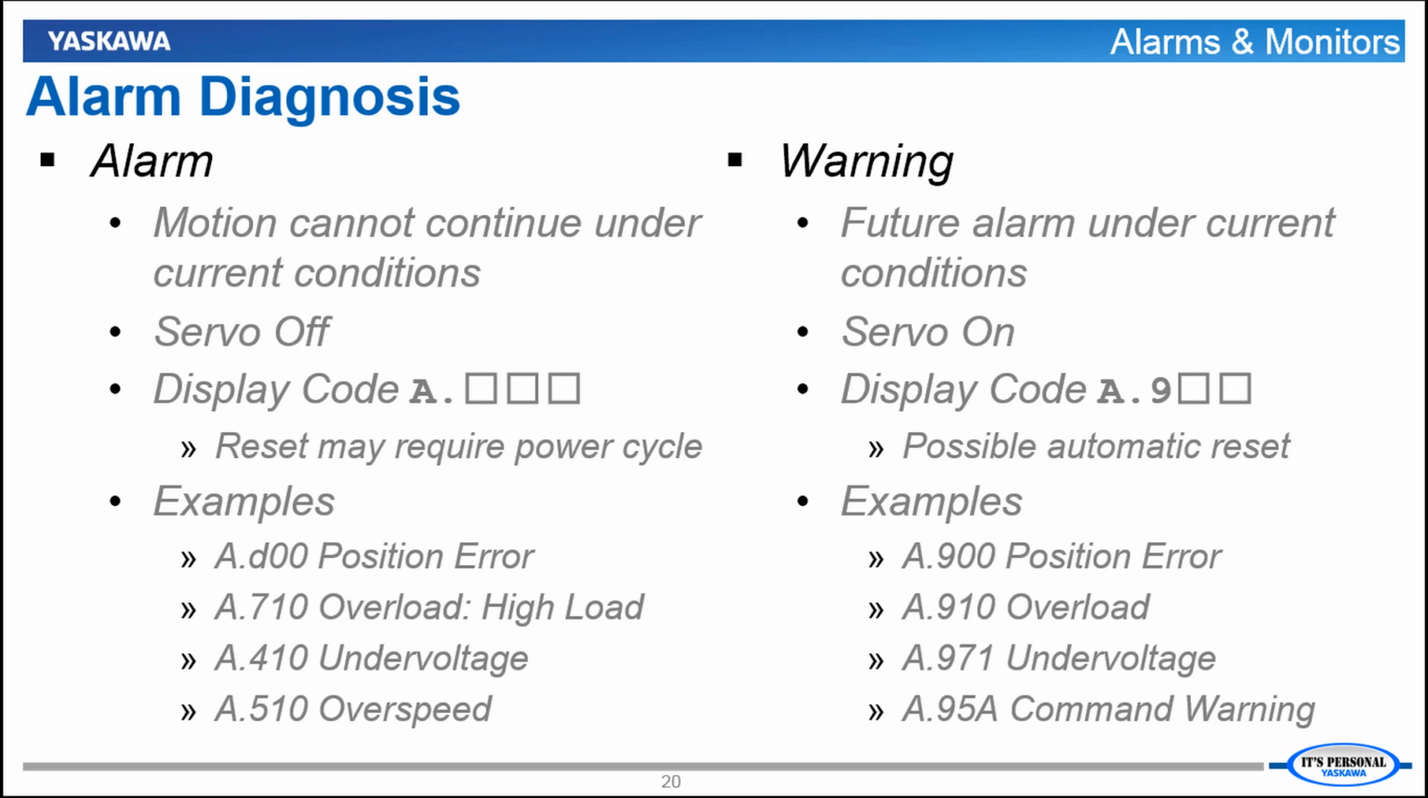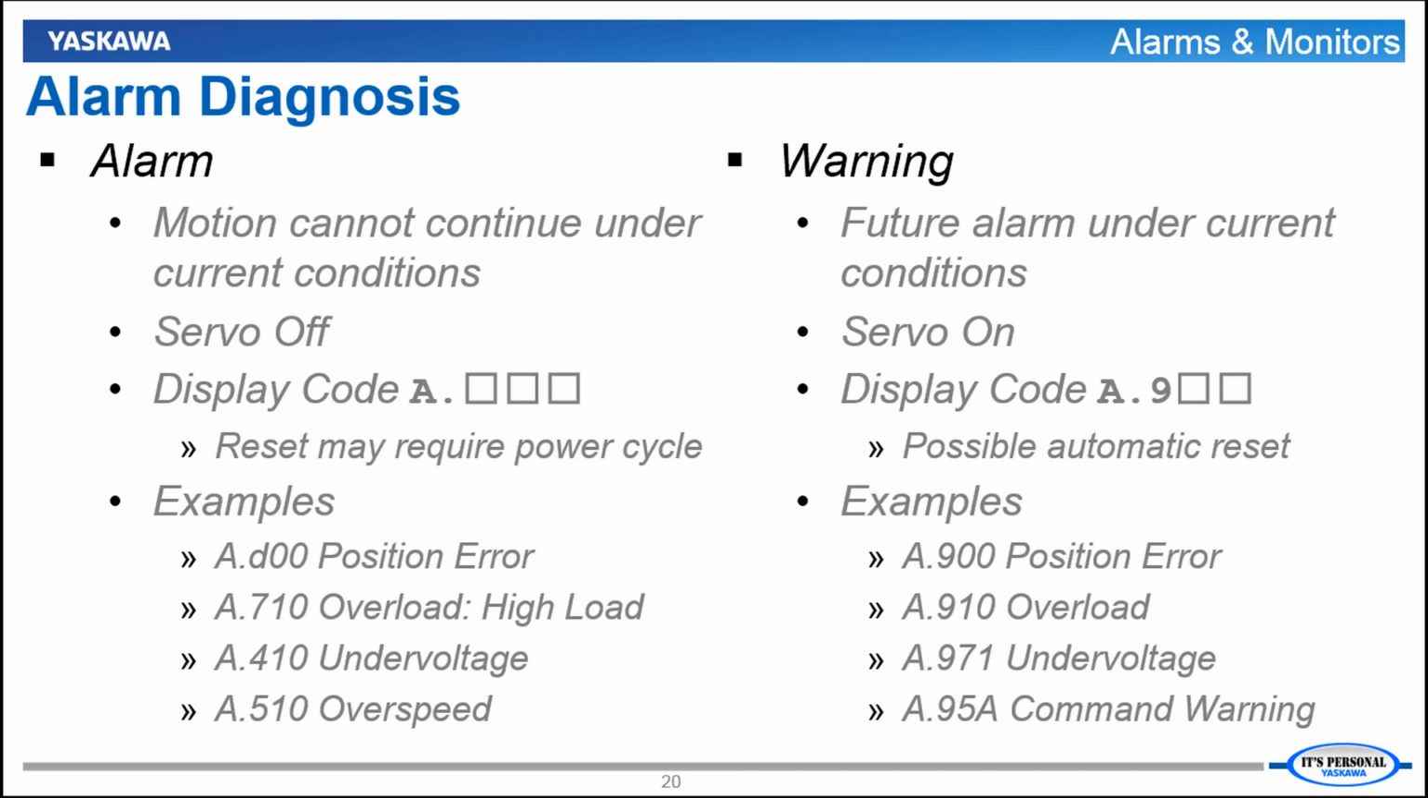A warning, however, is a prediction of a future alarm given the current conditions. If there's a warning, the servo stays on and motion will continue, but a warning code is displayed also beginning with A, but followed always by 9 and then 2 more digits. This way the controller can be programmed to detect the warning and respond accordingly in order to avoid the alarm and the downtime associated with recovering from that alarm.